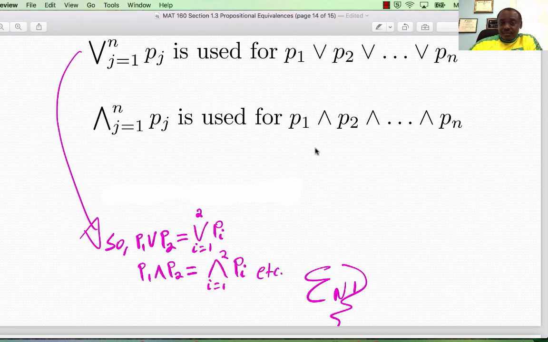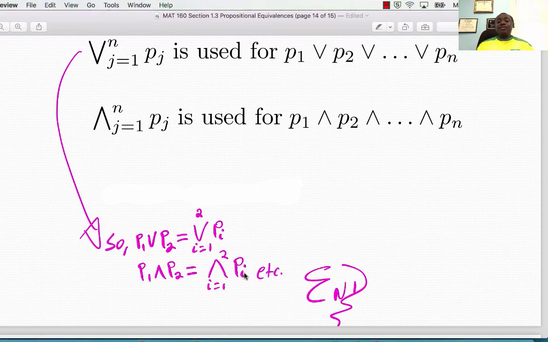Let's make that even easier. Why don't we use just two propositional variables, P1 and P2? P1 or P2 would just be, you have your or, i from 1 to 2, pi. i is just a dummy variable. P1 and P2 would just be and, i from 1 to 2, pi. So, P1 or P2 or P3 or P4, what would that be? It would be or, i from 1 to 4, pi. P1 and P2 and P3 and P4 would just be and, i from 1 to 4, pi. We would use this concept in proofs.